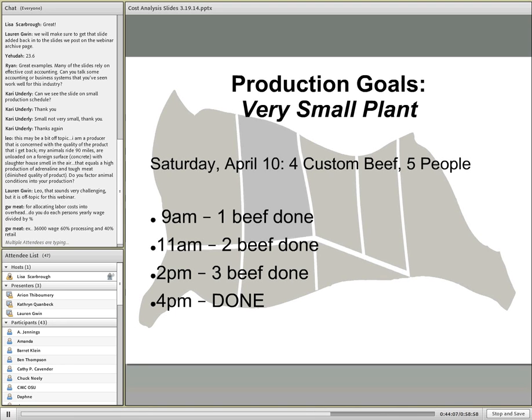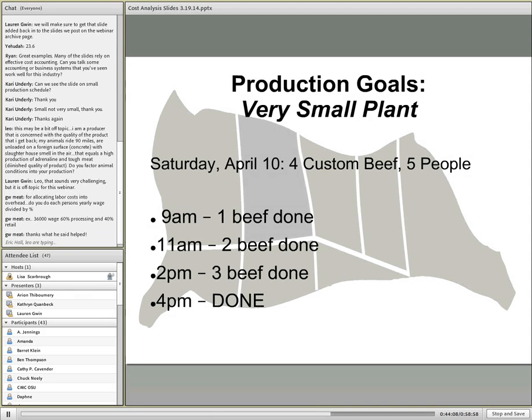There are a couple of questions coming in, but I'm wondering if other people on this call, other processors who are here, use production goals that they've calculated based on a daily goal they have to meet.